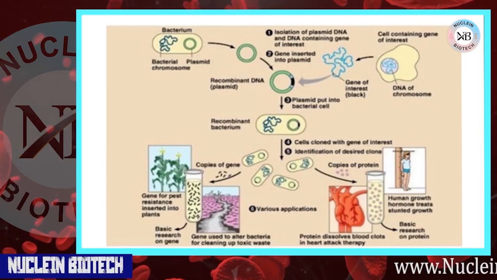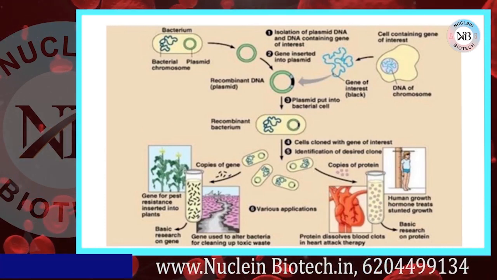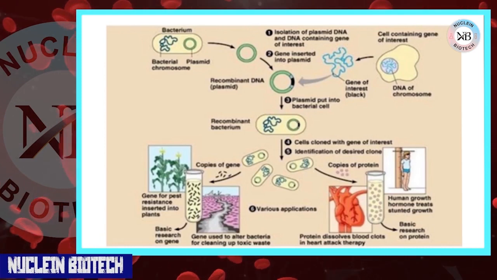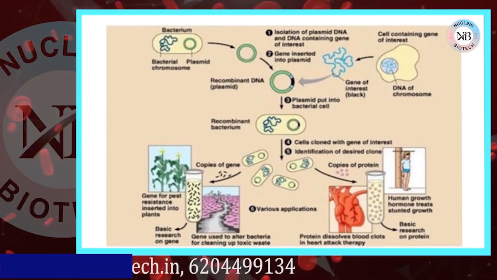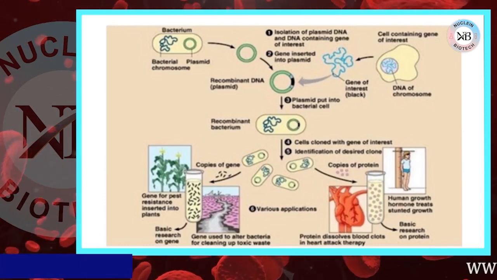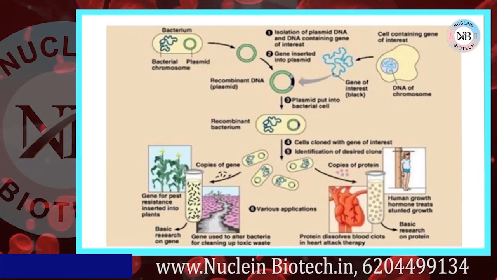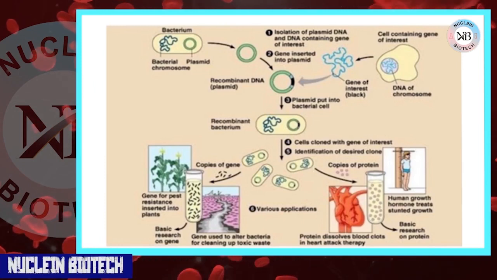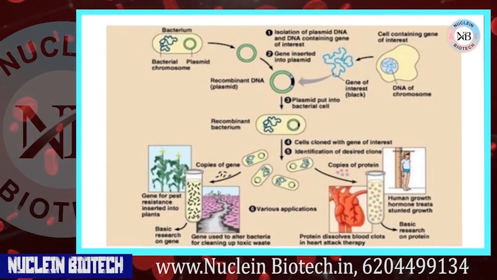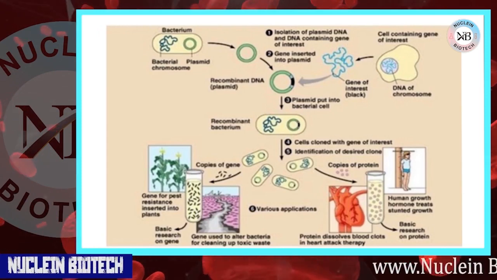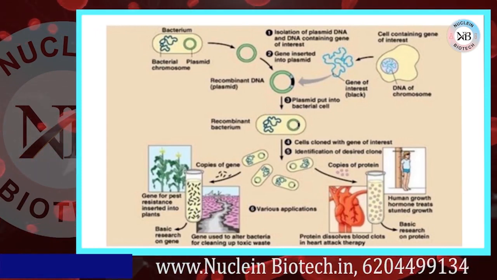In terms of application, the copies of the gene are used for pest resistance and cleaning of toxic waste. Copies of proteins are used, such as human growth hormone, which treats stunted growth, and in heart attack therapy, as a protein dissolves blood clots. Now move on to the classification of vector.